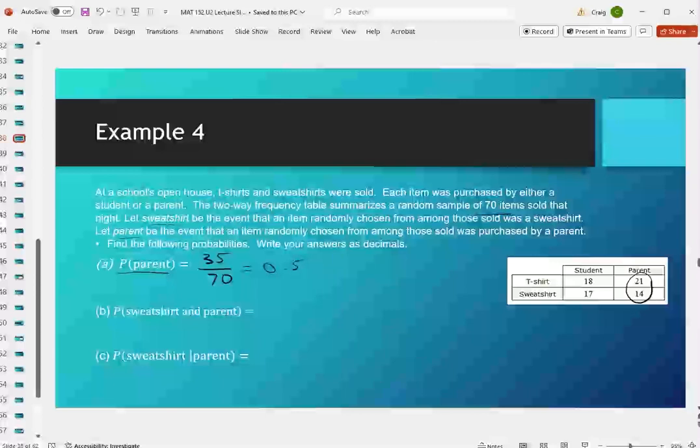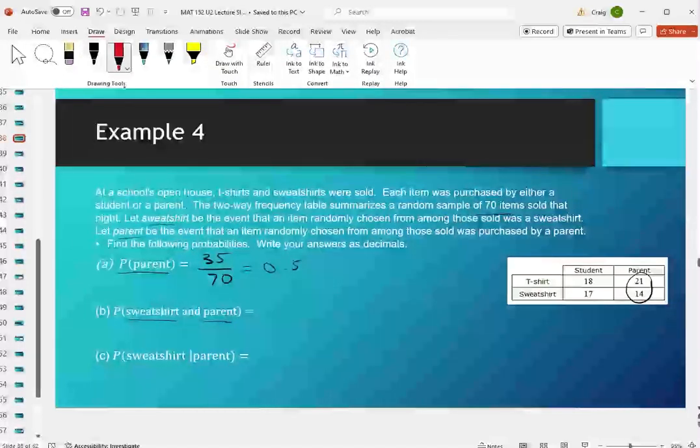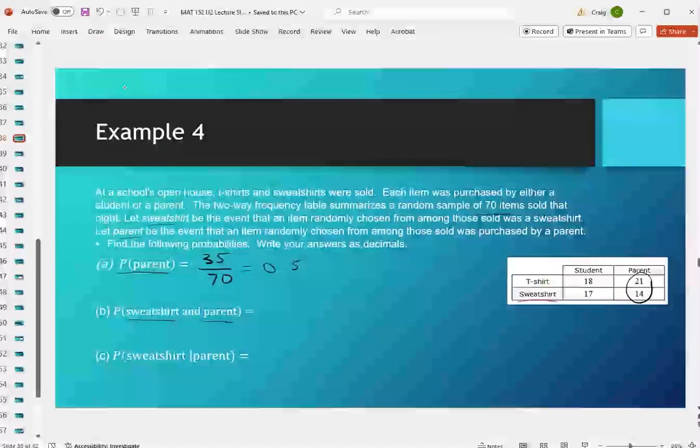The probability of choosing a sweatshirt and a parent. Let me switch this around just a little bit. Probability of choosing a sweatshirt and a parent. Well, here's a sweatshirt and parent. There's how many of those there are, right? So there's 14 out of 70. That's 0.2.